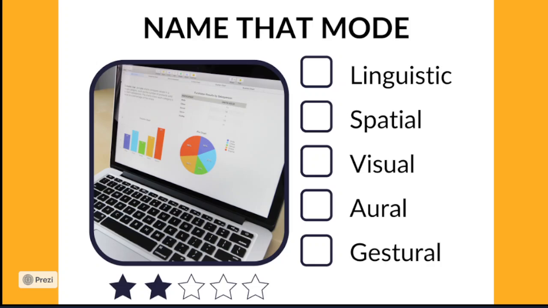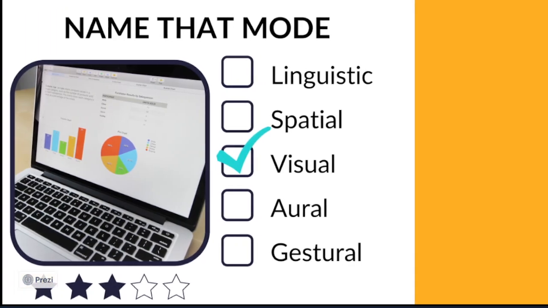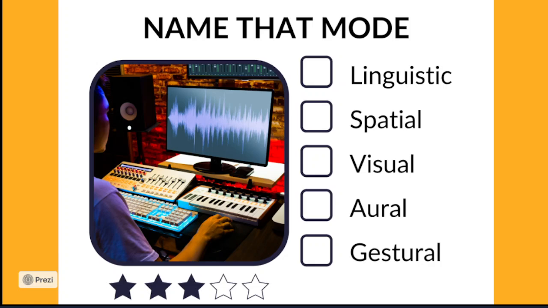Okay, so on this computer screen, I'm seeing a bar graph and a pie chart, which makes me think about data very visually. So, yep, I'm going with visual. Let's see if that was the correct answer, and yes, that seems like it was. Good job. Name that mode. Okay, gang, there's no stopping us now.